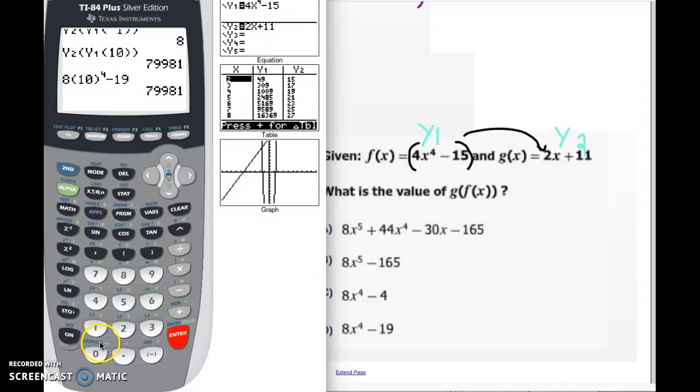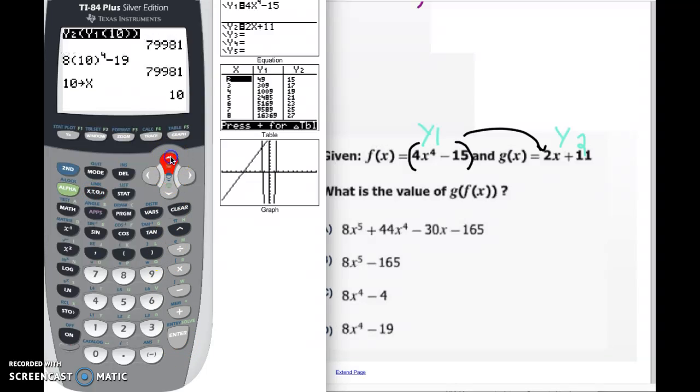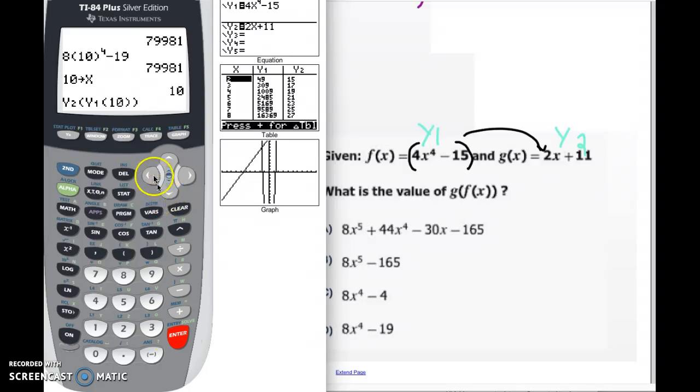Now I could have done this with that idea of storing again, right? I could have said 10 store for x, and then I could have typed in y2 with y1, but then you would keep an x here, right? That's what storing does for you. It makes that a little bit easier. And then if I look at what I know my answer is, and this is the one that worked, then I could have put in an x here.